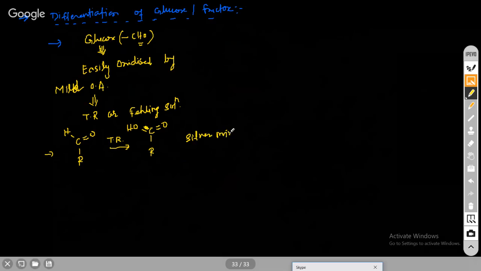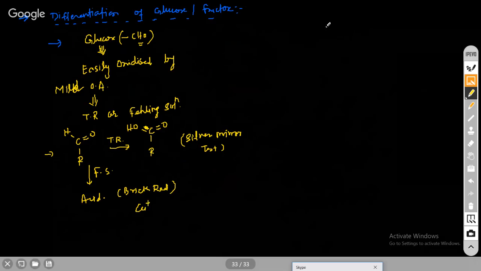Silver mirror test. This test you must go through, it's important. Okay, silver mirror test. If you put this into Fehling's solution, FS, you'll get acid again, that is carboxylic acid, and the color that you get here is brick red color because of Cu+. All these things we have already discussed, right? Brick red color due to the formation of Cu+, right?